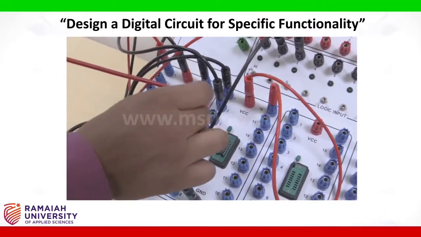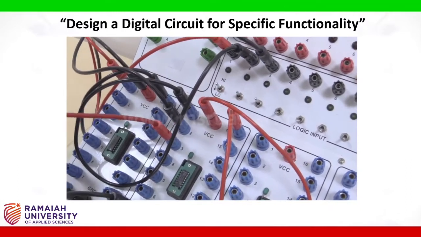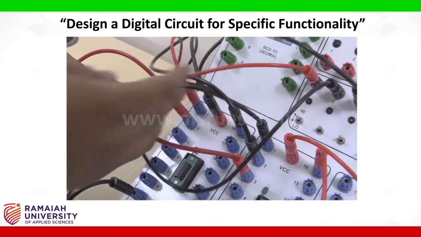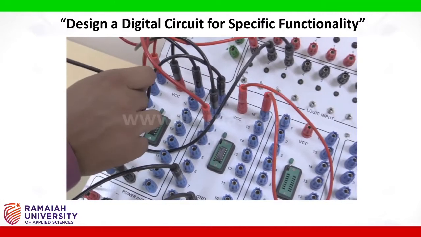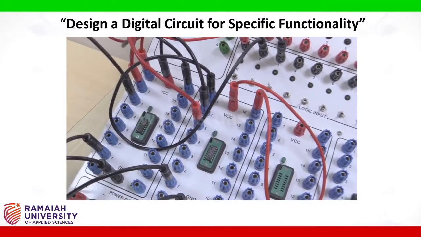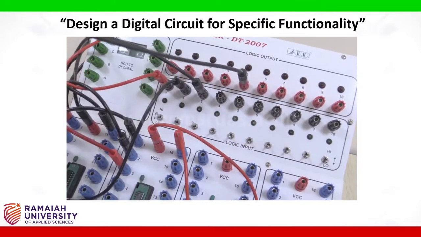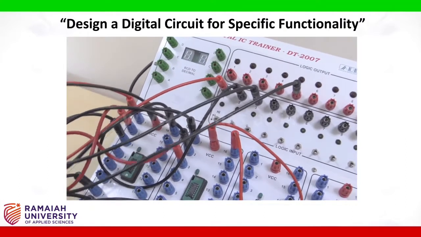Pin number 3 of OR gate is connected as input of the AND gate, that is pin number 2, and finally pin number 3 of the AND gate is connected as the output. So I am connecting this to the output knob. So this completes the connections of the circuit.